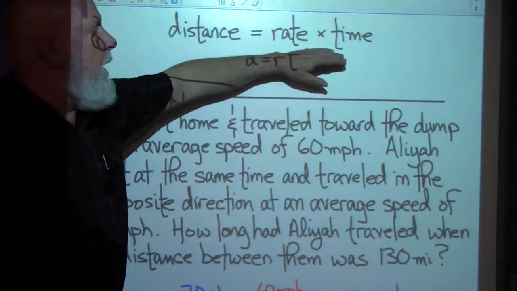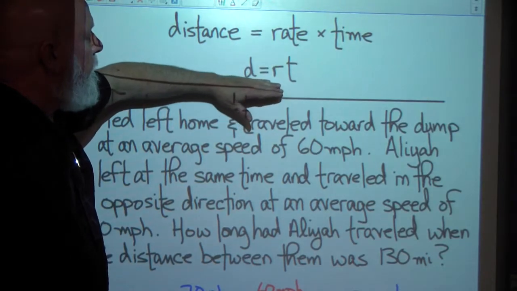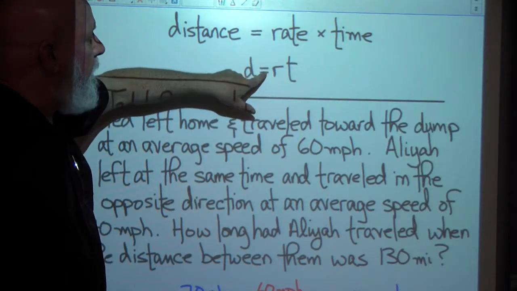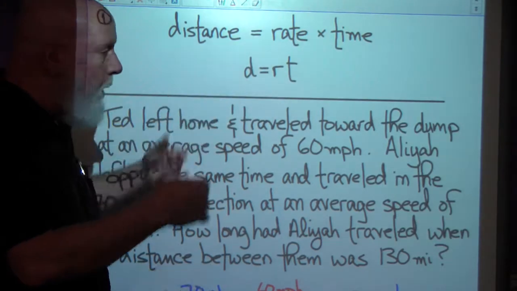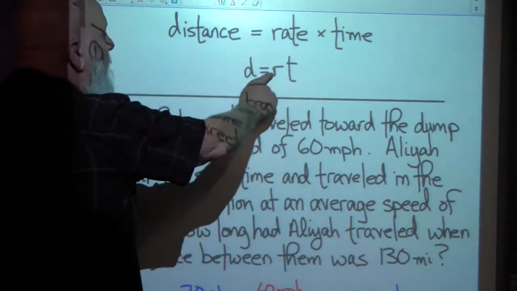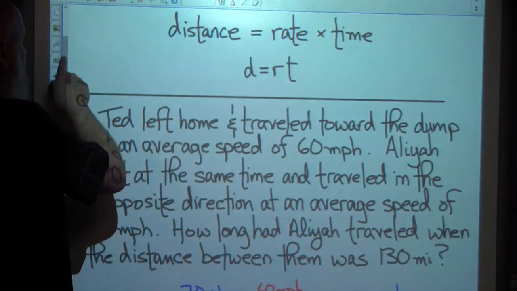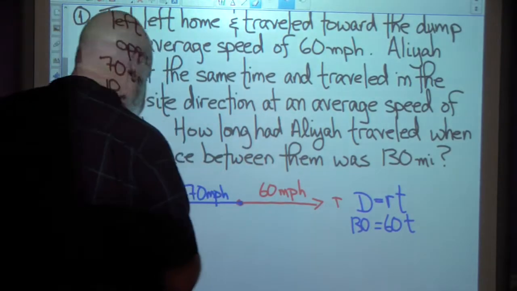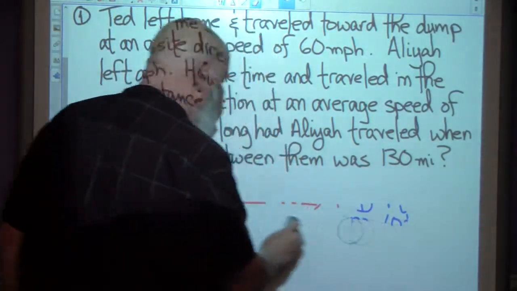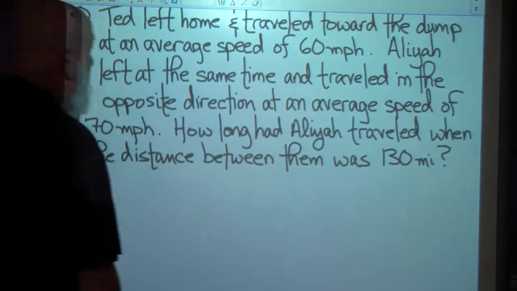Distance equals rate times time. It's a little formula we're going to be using. Distance equals rate times time. Rate is the rate of speed. Time is in hours or whatever it's measured in, when we pay attention to our units of measure. Let's just jump in there and see what we got going on here.